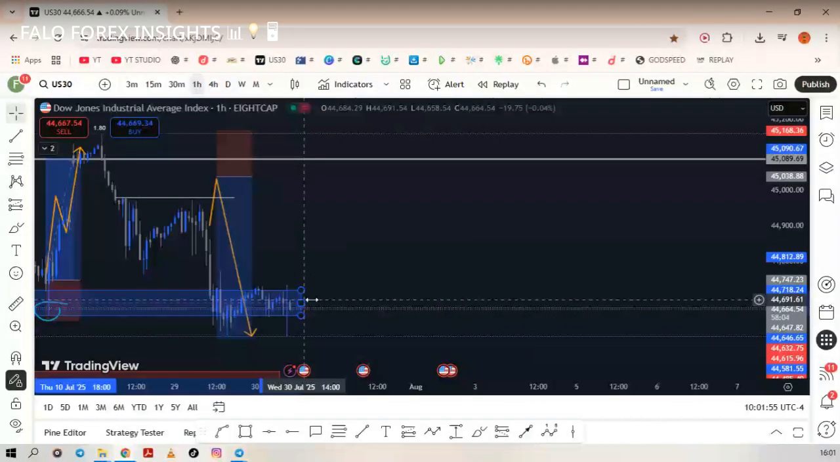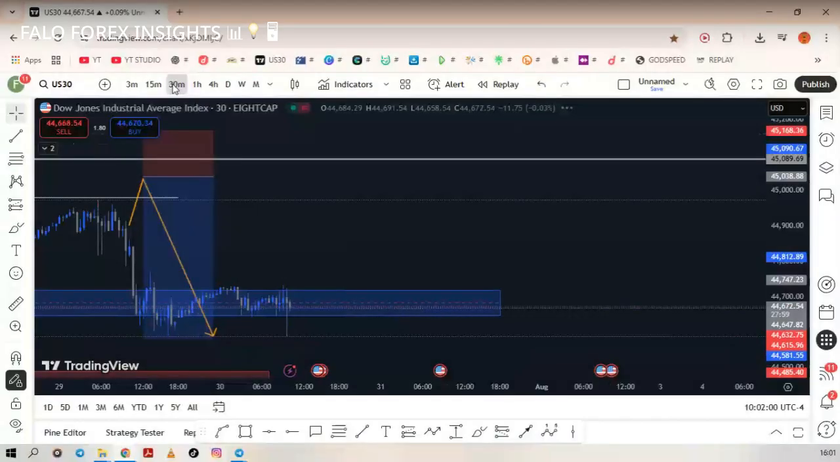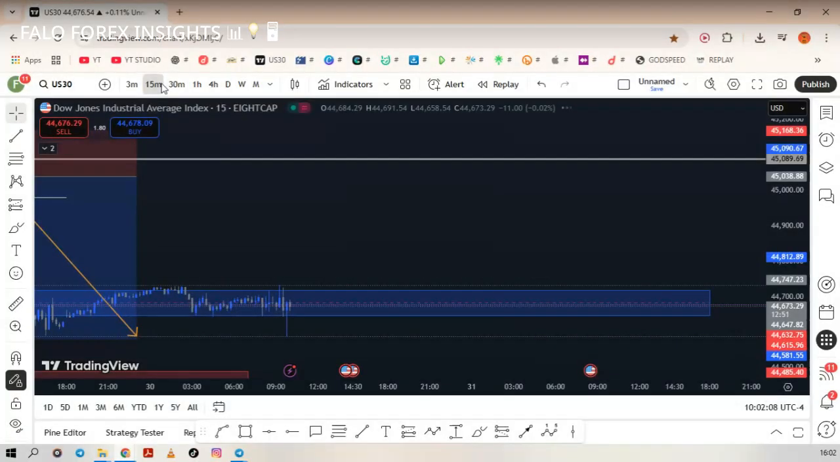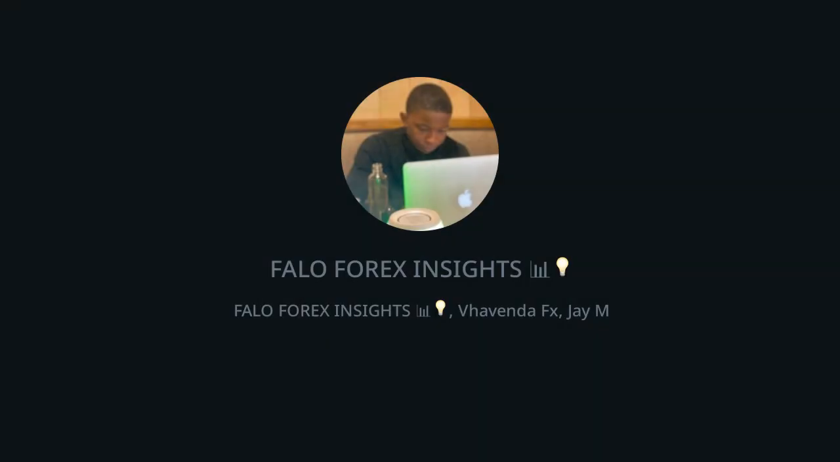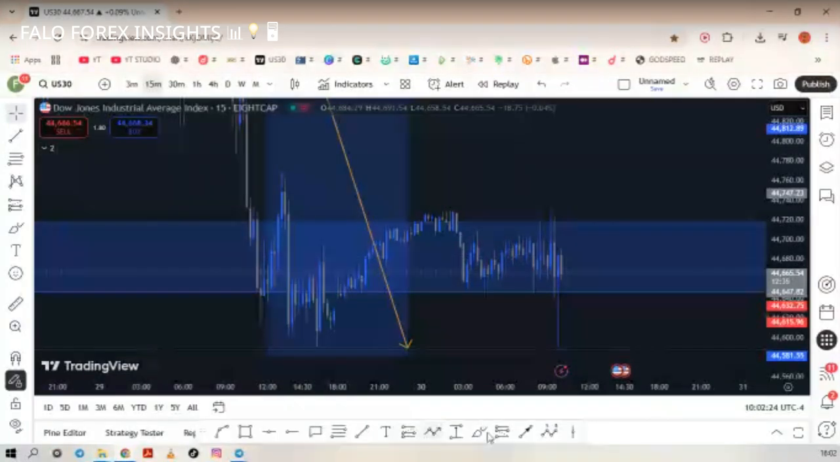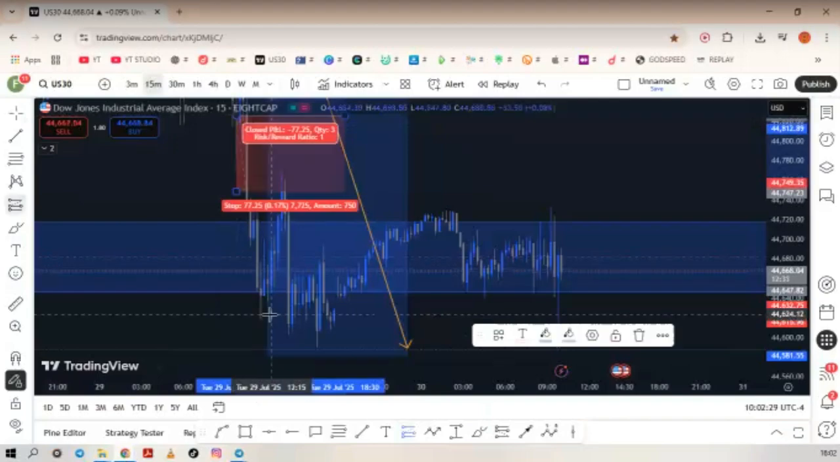On the 30 minutes, we can see that we had a very strong bearish movement, but yet we still managed to come up. On the 15 minutes again, we're going to go deeper into lower time frames. If you look at the structure here, I want you guys to see properly something like this.